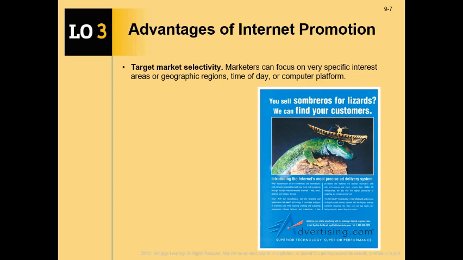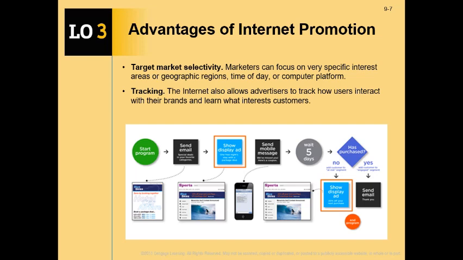So it allows something that probably a magazine or a radio commercial or television commercial will not do in an effective way, which is discriminating and selecting the type of consumers that you as a marketer are interested in reaching, right? Second, you can track for results, so you know what is the impact of your promotion.